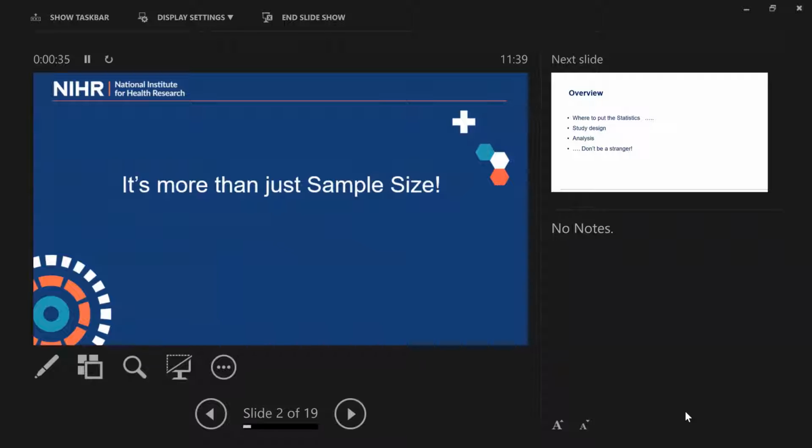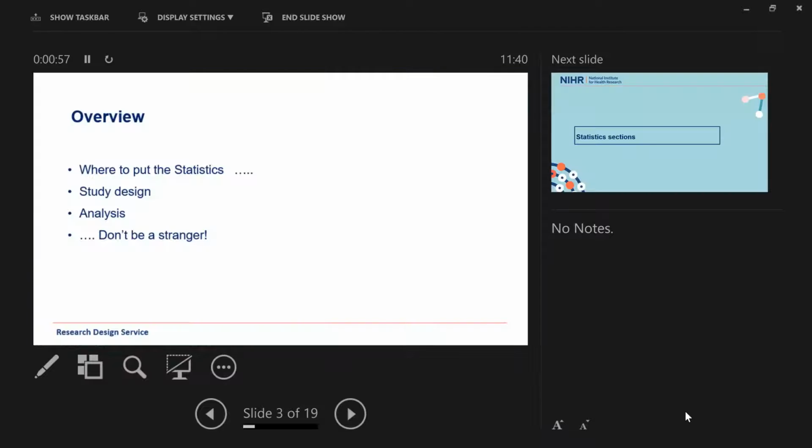And I suppose I would like to start by saying that if your statistician only wants to deal with the sample size and nothing else, then you probably need to find another statistician, because I think you need a statistician, unless it's a purely qualitative project, throughout every aspect of the development of your application. Okay, so let's go from there.